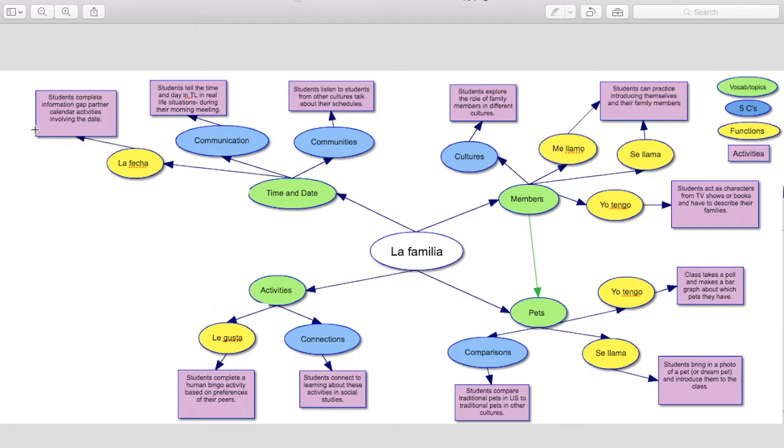So with the date, they are going to be completing an information gap partner activity so they can learn how to say the date, which will also lead to them having a pen pal and asking that pen pal in Spanish when is their birthday, and they will be able to respond with their birthday. So students will also be able to listen to other students from other cultures talk about their schedules and their birthdays.